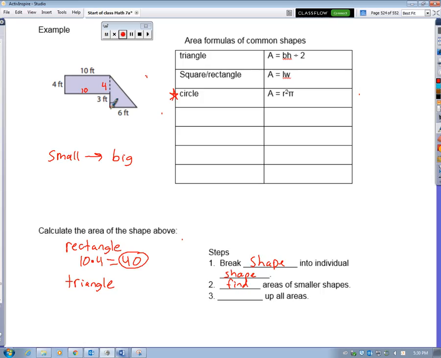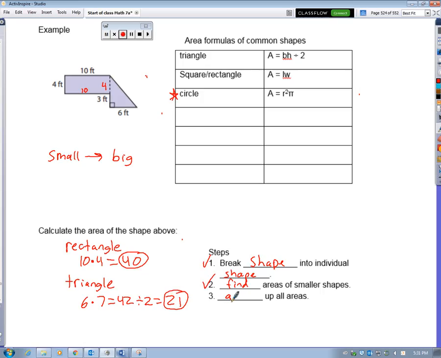So I'm going to follow my triangle formula. I'm going to go 6 times 7 equals 42. Then I have to do my other step of dividing by 2, and that's going to get me 21. Okay, so I'm done with that. I've found the area of the smaller shapes.